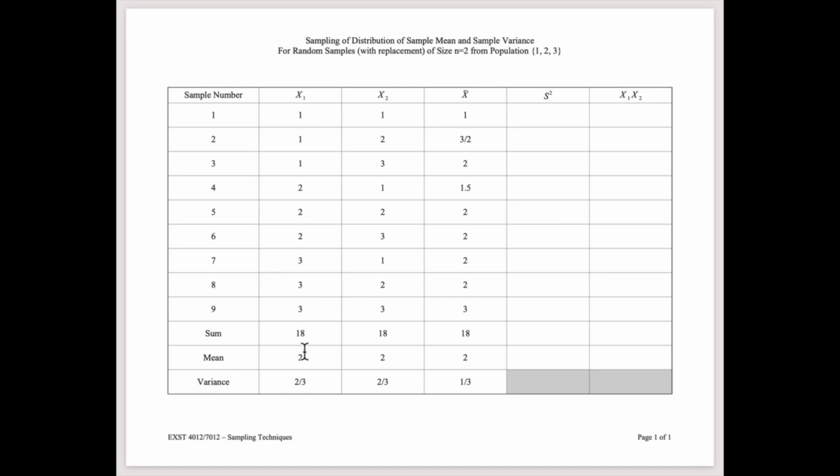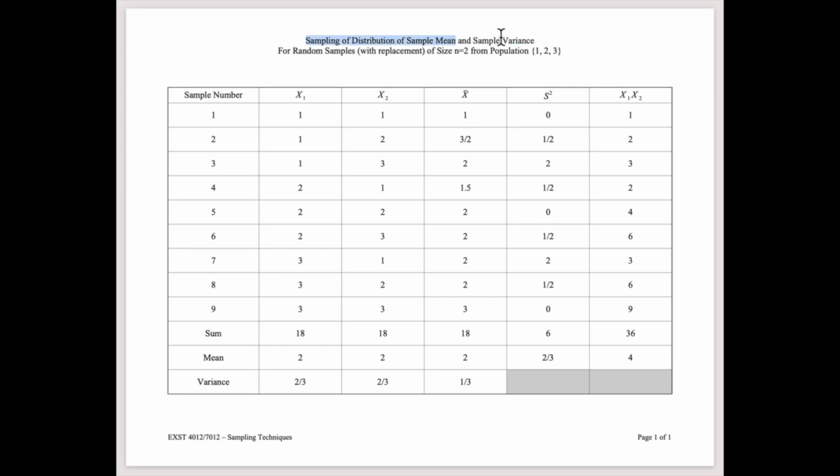So we'll come back to this part in a minute. Now, we could also, for each of our 9 samples, calculate the sample variance and also X1 times X2. I'm going to do this. We'll use these later. All right. I've done that here. What we're going to focus on are the values in this column here, because we're really interested in the sampling distribution of the sample mean at this point.